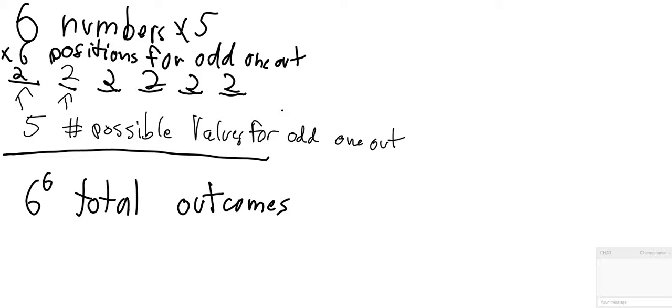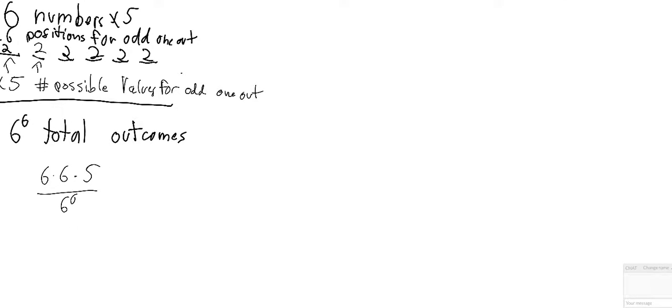The number of possible combinations where we have exactly 5 is then 6 times 6 times 5. Does everybody see that? Yeah. So 6 times 6 is 36, so it'd be 36 times 5, over 6 to the 6. That's 180, right? Let me zoom out. 180 out of 6 to the 6, so it's 5 over 6 to the 4th.